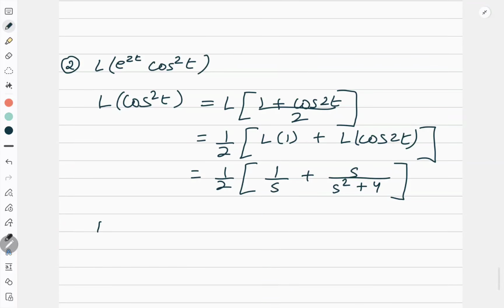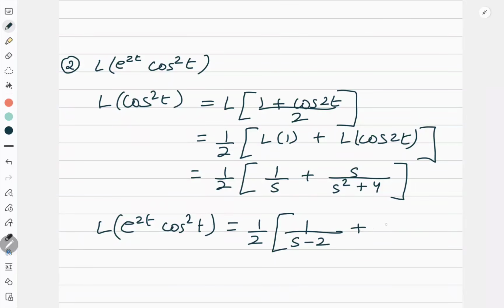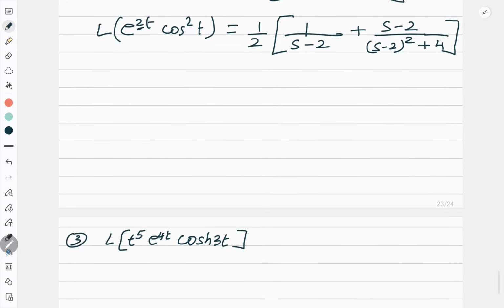Then next step, Laplace of e to the power 2t cos square t is equal to 1 by 2, (1 upon s minus 2 plus (s minus 2) upon (s minus 2) square plus 4). Okay, so wherever s was there in the answer, in place of s, I have put s minus 2. Okay, let's move to the next question.